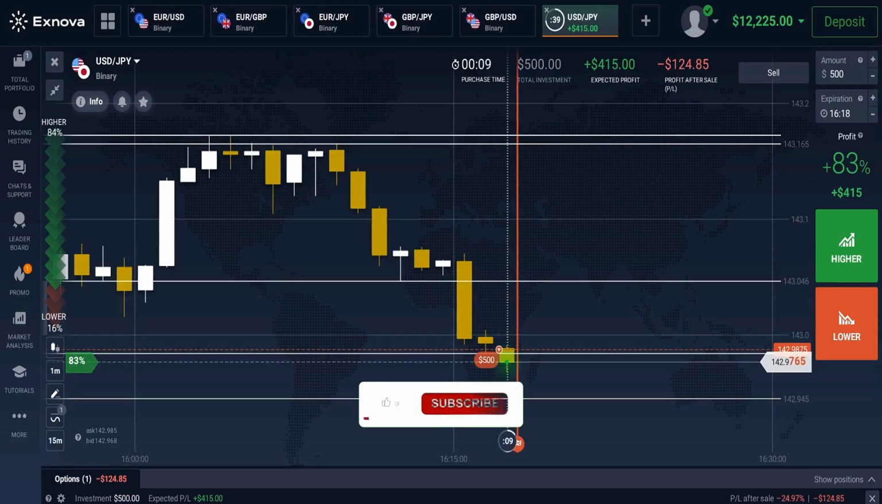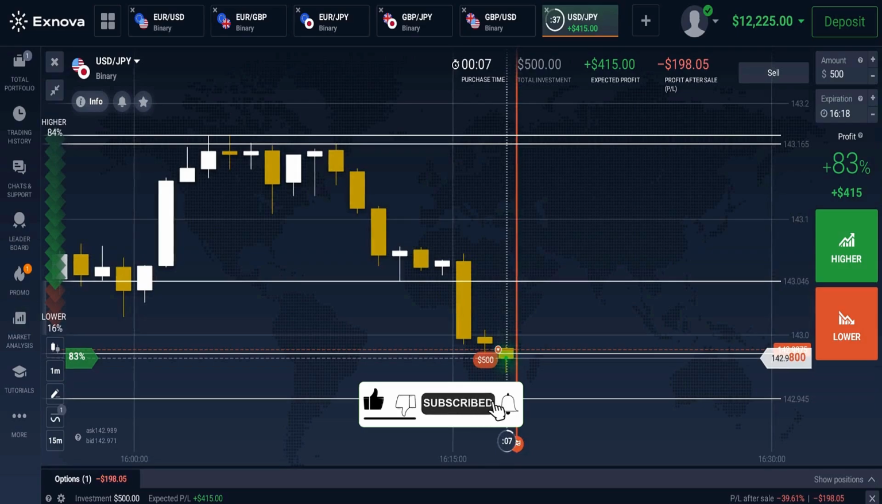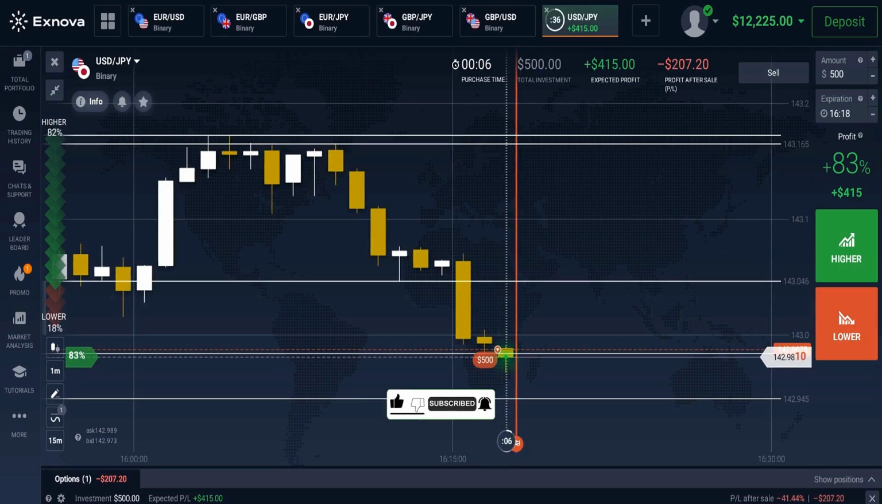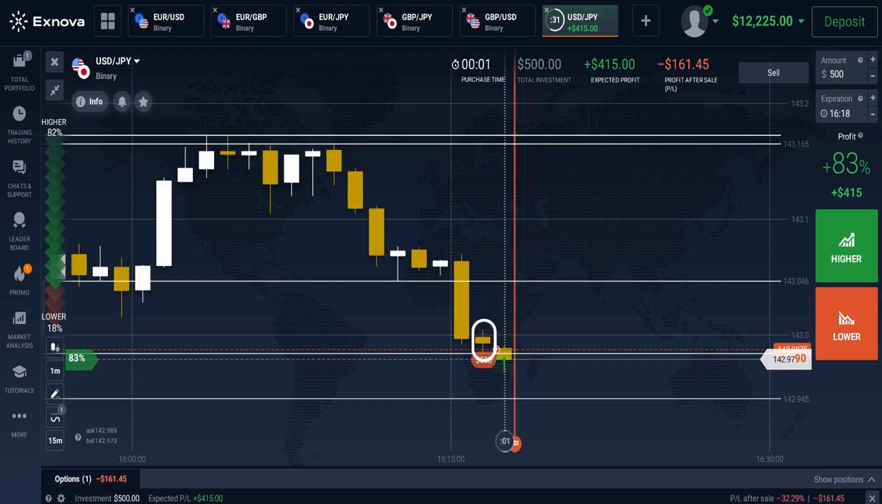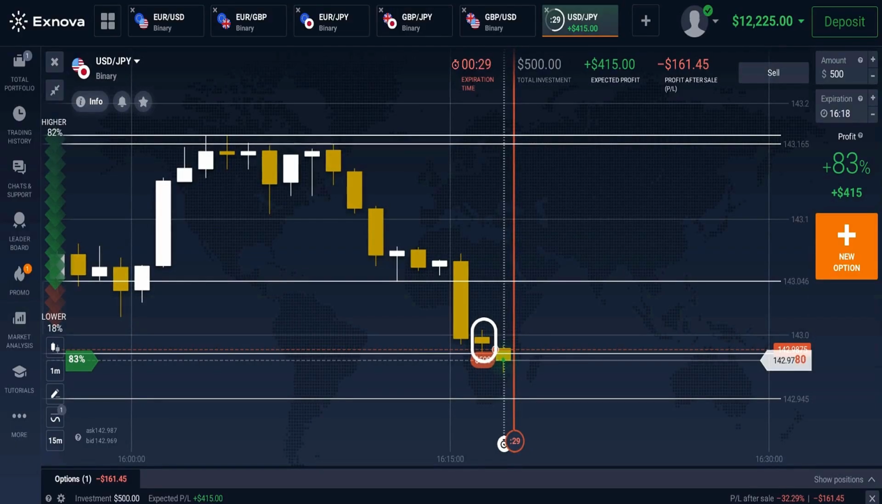All right, let's break down the strategy in a simple way. We're using the pin bar candle for this setup. It's easy to spot. It has a small body and long wicks on both sides, showing rejection from both buyers and sellers. But here's the key. You only trade in the direction of the trend. If the market is trending down and you see a pin bar forming, that's your signal to take a sell trade. If the market is going up and a pin bar appears, that's your cue for a buy trade.